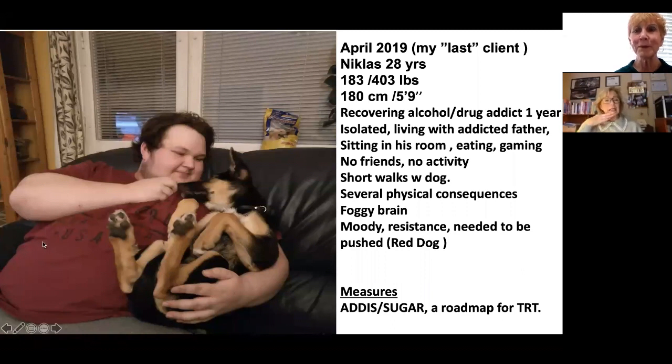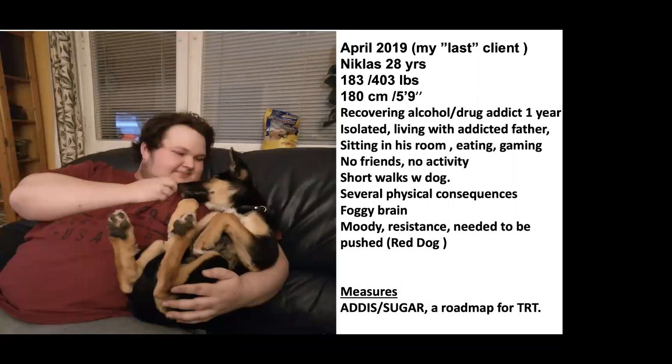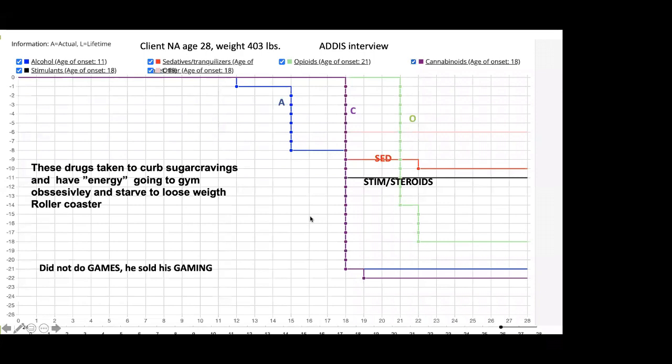Yeah, okay. So I met this young man in April 2019, 28 years old, 403 pounds. He was a recovering alcoholic at that time, a drug addict for only one year. He was isolated and living with his addicted father. I'm not going to go through all of this because you all have met these clients so many times, so you know this. But he did not want to be an addict. So the first thing I did was to do ADDIS on him to see how that curve looked.